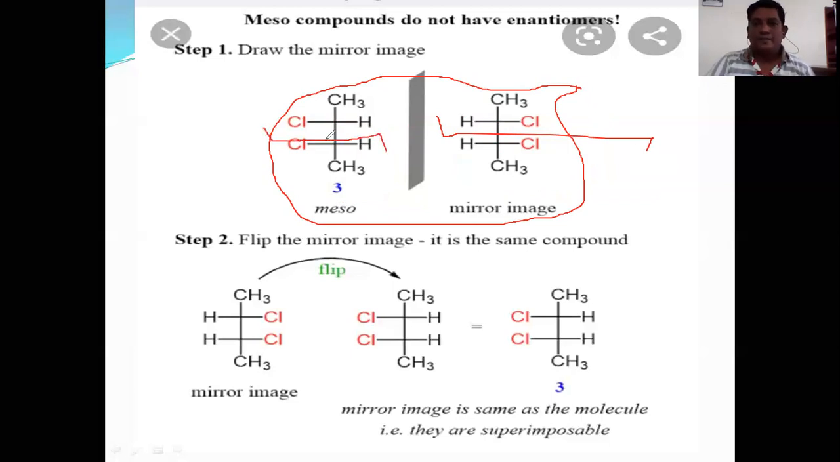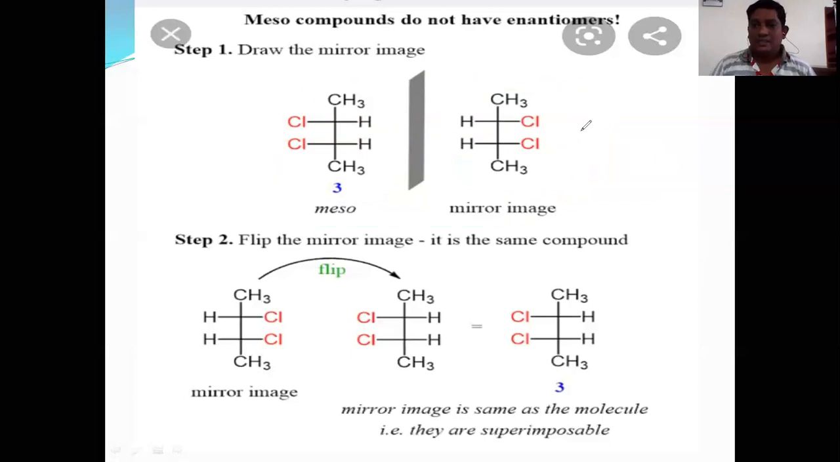Meso compound. What is the difference between meso and enantiomer? An enantiomeric pair is optically active. A meso pair is optically inactive. Enantiomers do not contain any plane of symmetry. A meso compound contains an internal plane of symmetry. Now we can go through the continuation.